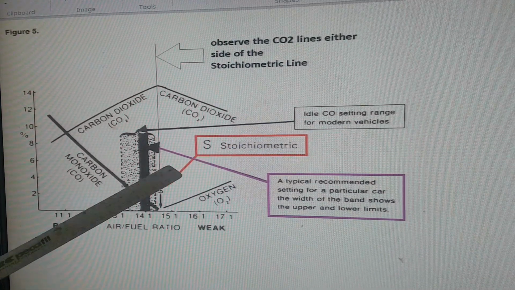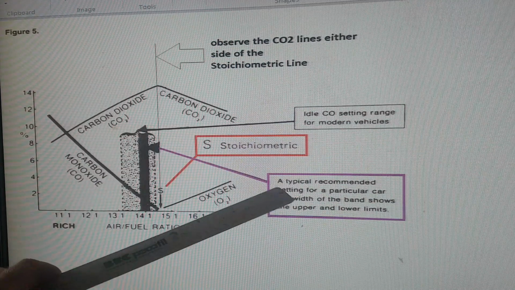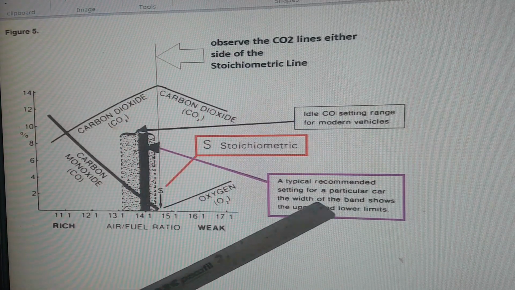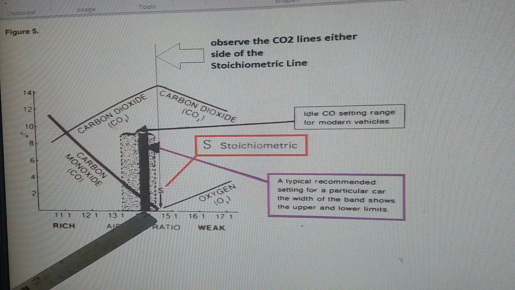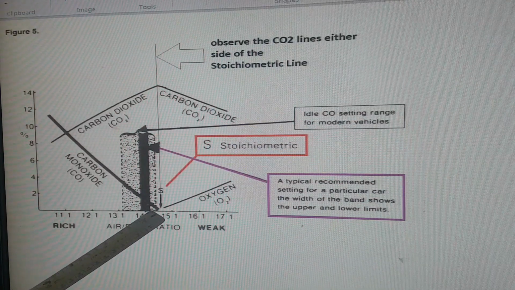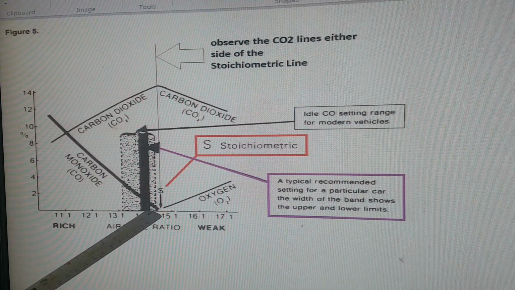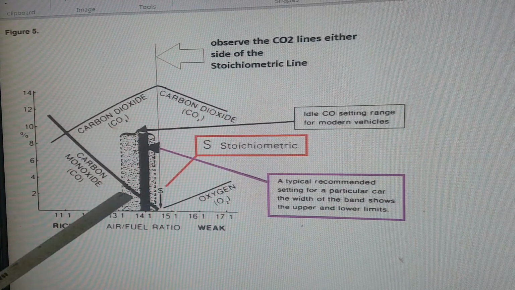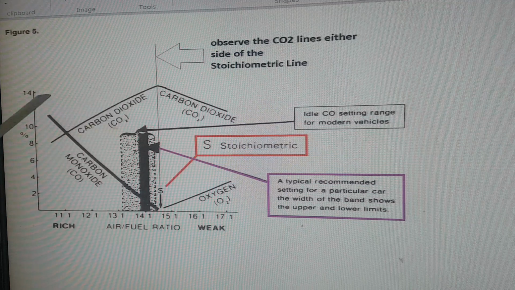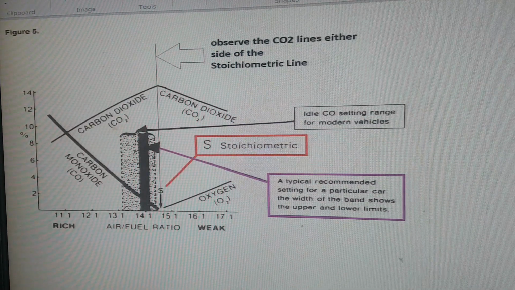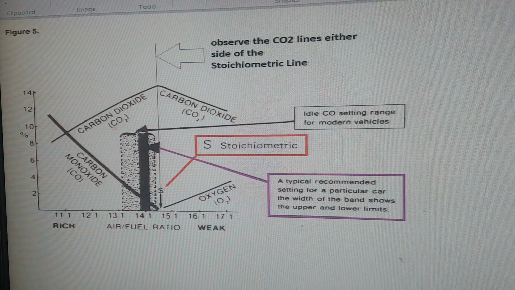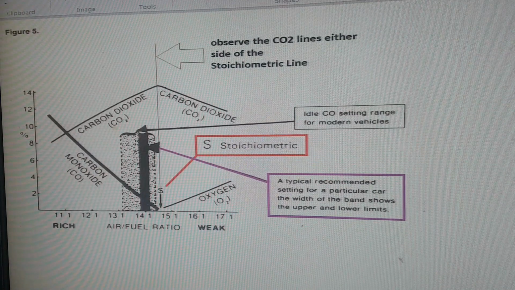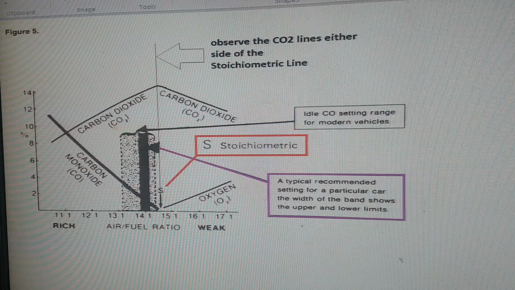It's too rich. And then the band here is this one that I just highlighted in purple. A typical recommended setting for a particular car, the width of the band shows the upper and lower limits. It looks to me like it's about 13.9 to 14.2, something like that. So say it's 14.1, you're getting about 2% carbon monoxide, 13.5% carbon dioxide. I don't know the exact limitations. I'm going to do another video, but this is just so anyone could understand what they're looking for, because it's not very clear anywhere.